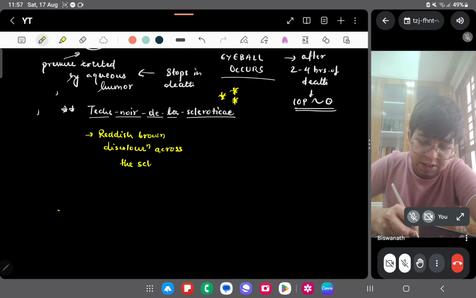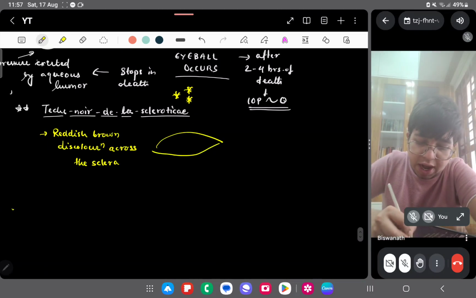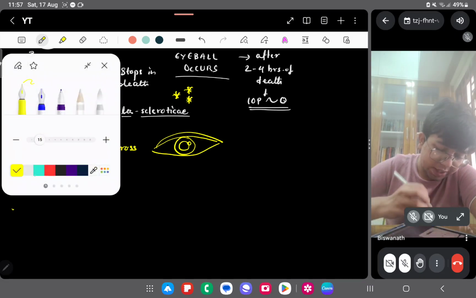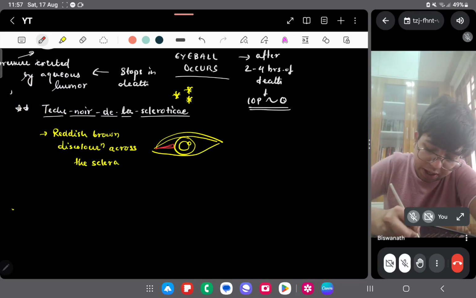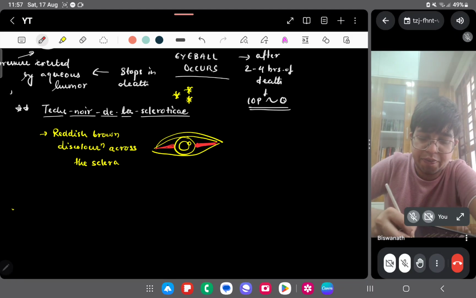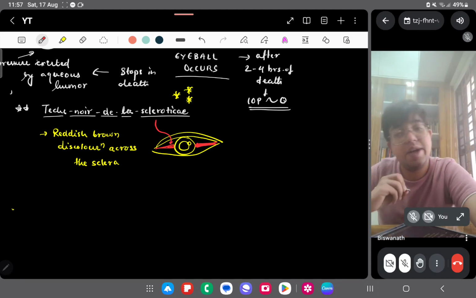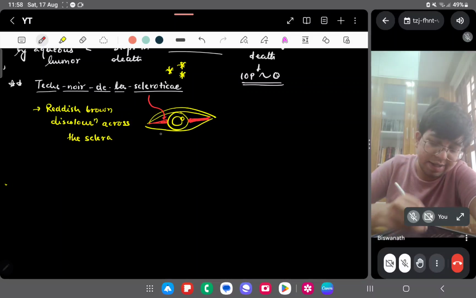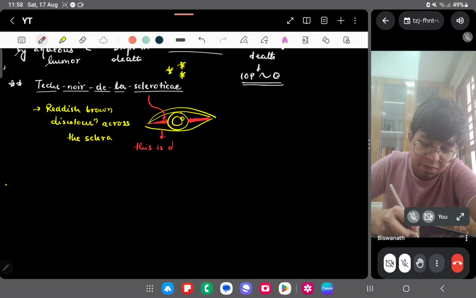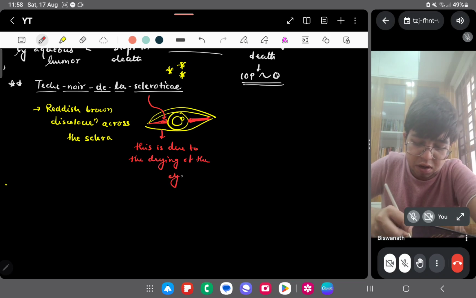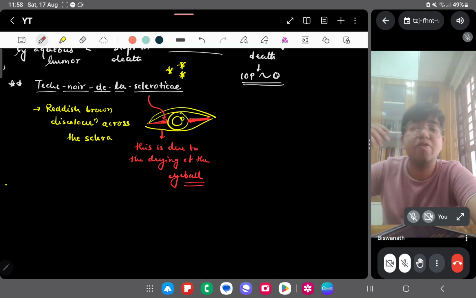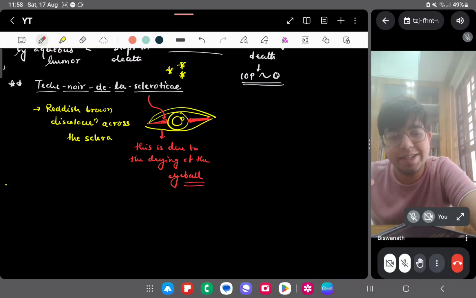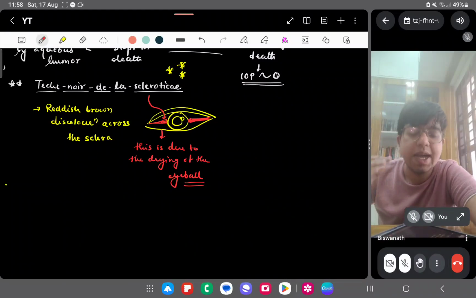Let's assume this is your eye, and here we draw the eyeball. There is a reddish brown strip present over here, like this, and this is called the tachenoid sclerotic. It is independent of the etiology of death; it will not tell about the etiology of death. It is due to the drying of the eyeball, due to which stasis of blood occurs, and this deformity appears.